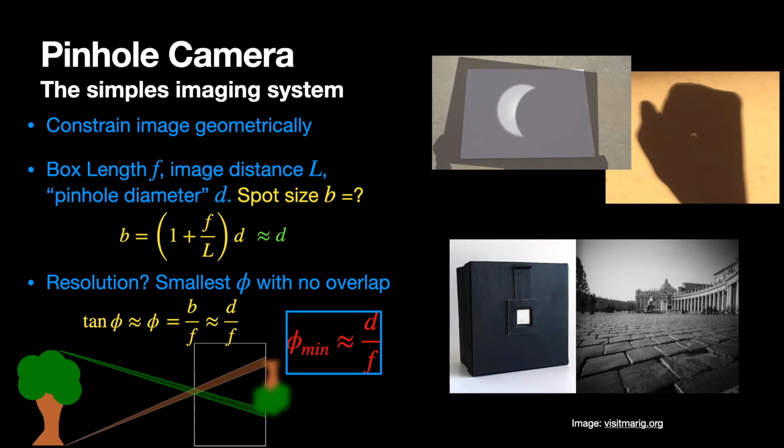And someone's actually made a makeshift one. If you squint your eyes just right, you can see that they've made a makeshift pinhole camera by constraining the sun's image geometrically with their hand. So if you look very closely there, there's also a picture of the eclipse. And we can make one of these ourselves.